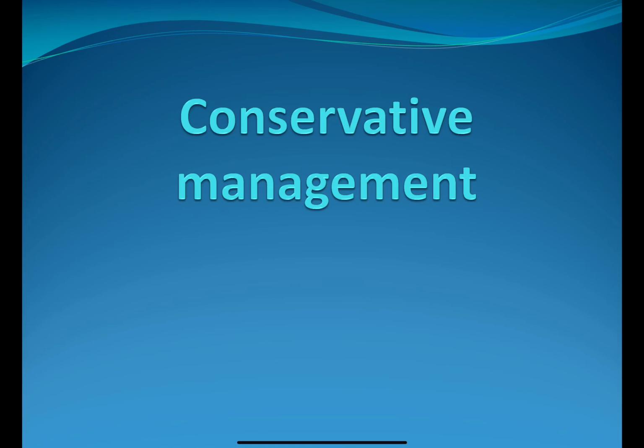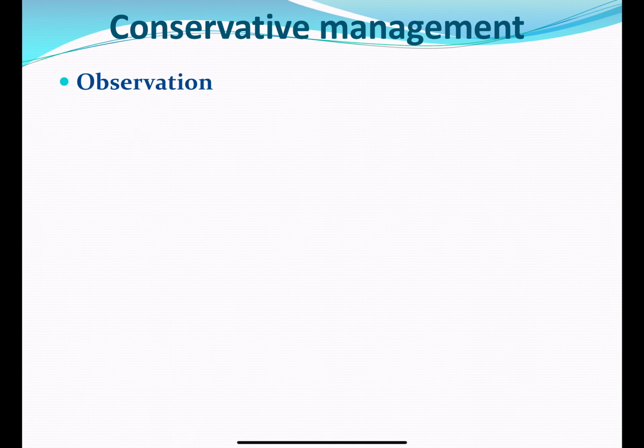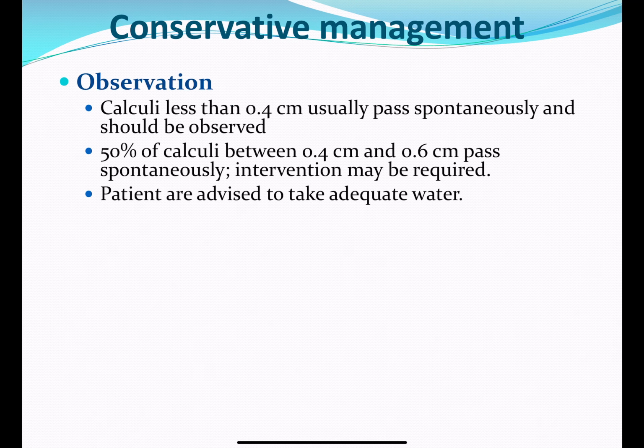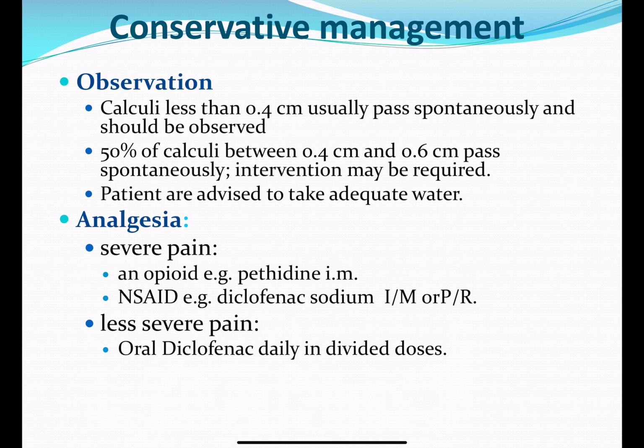Conservative management. Basically, conservative management means observation. A stone having a size less than 0.4 centimeter can pass spontaneously, and for a size between 0.4 to 0.6 centimeter, only 50% of stones can pass downward. So we advise the patient to take an adequate amount of water, and to do jumping exercise, skipping, and we give them some analgesia, because once the stone moves, it can cause pain. If there is severe pain, then we can give IM pethidine or parecoxib or IM diclofenac.